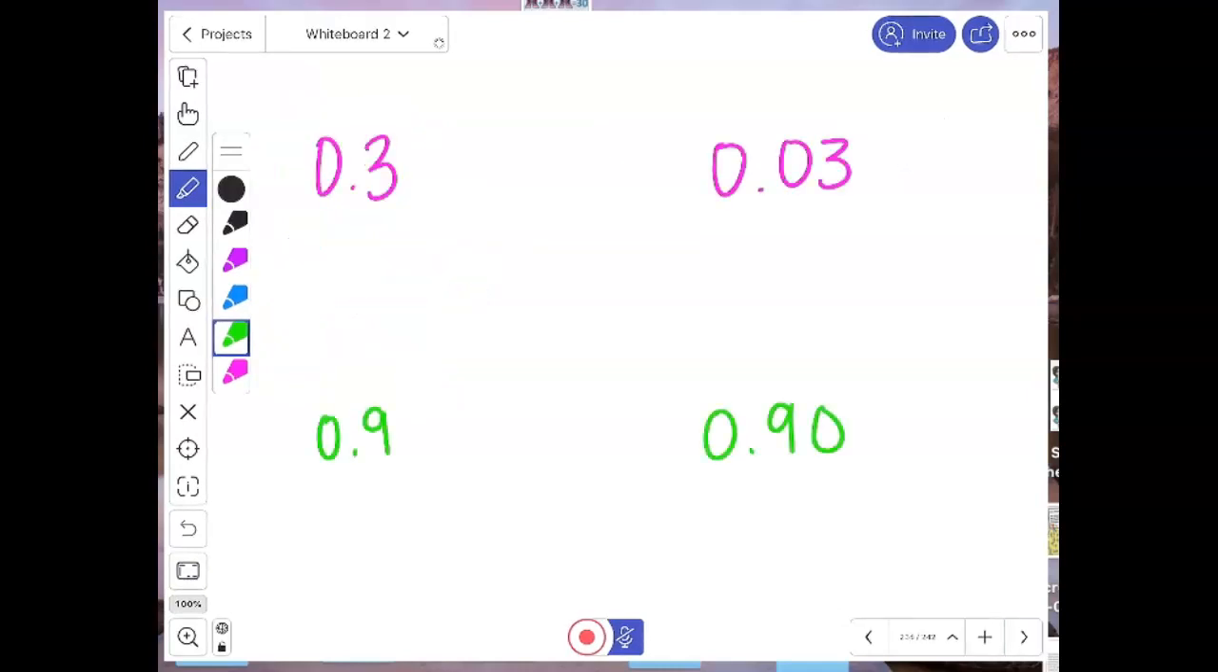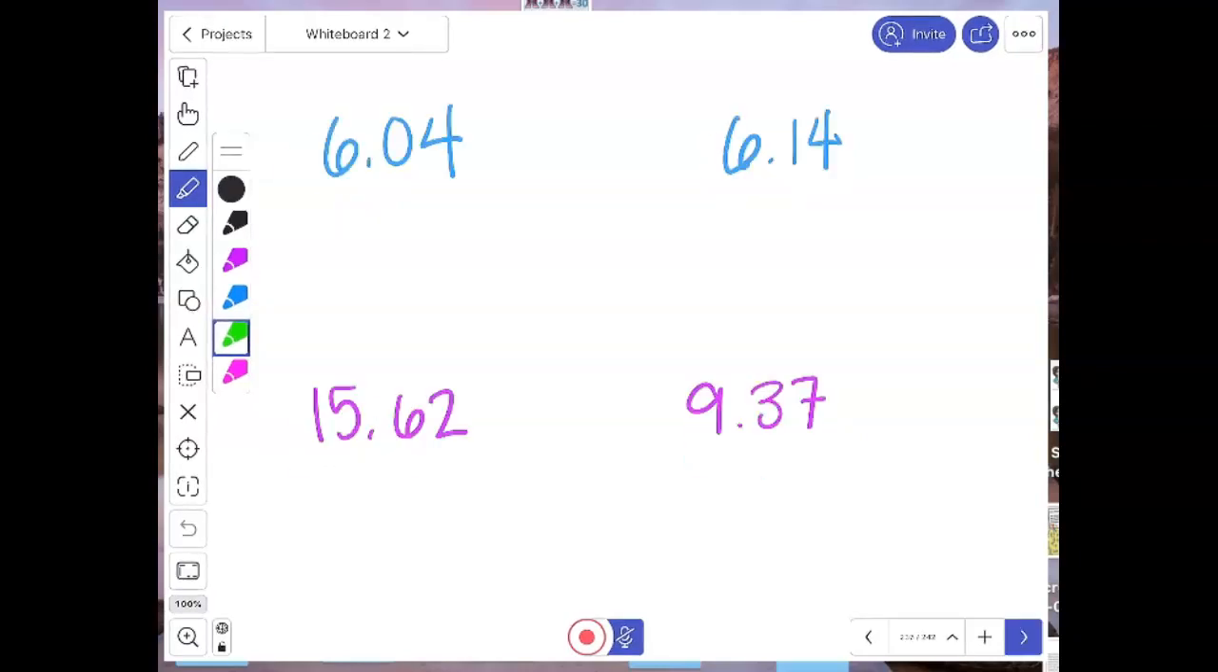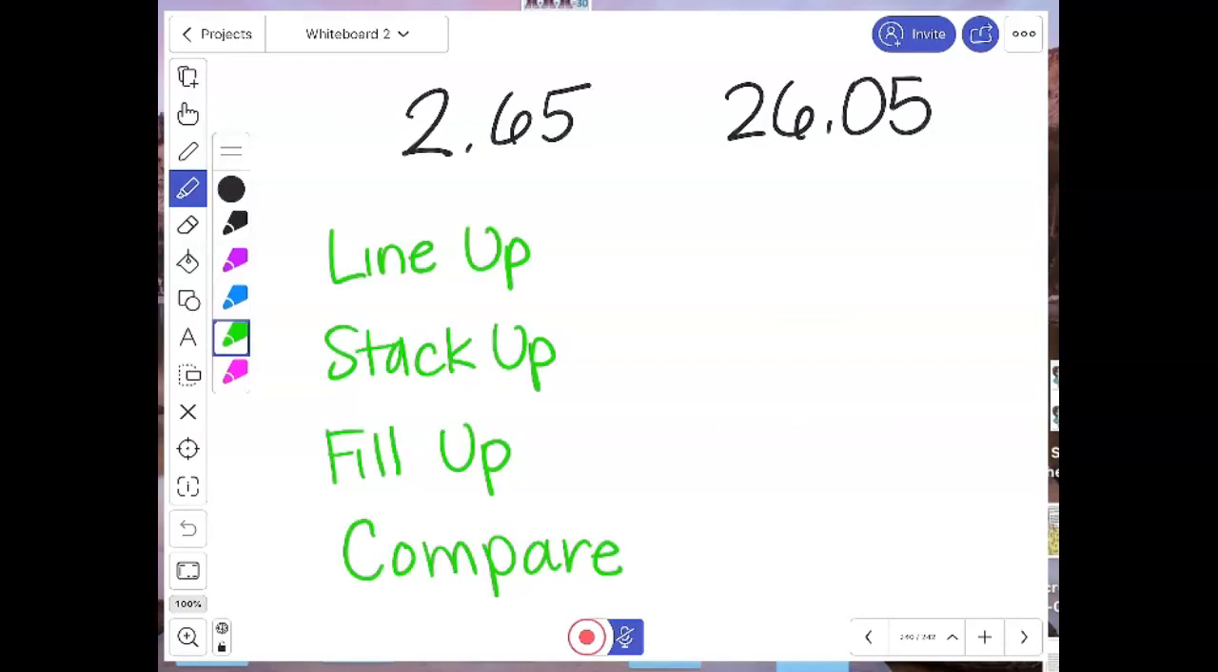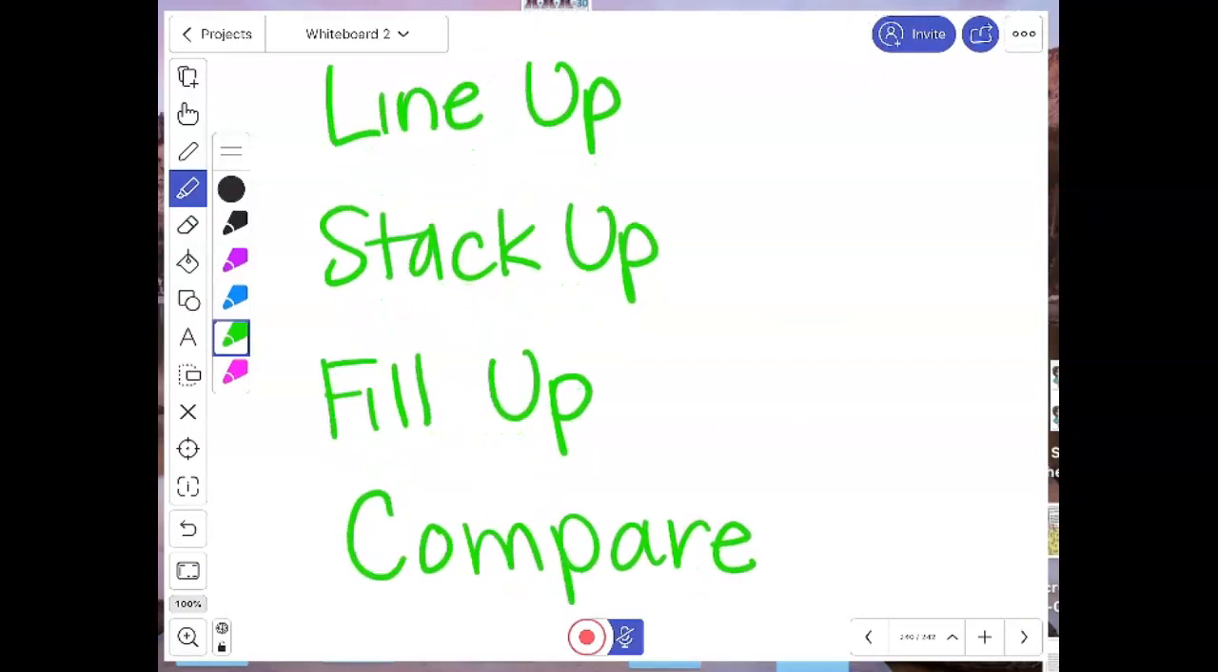Let's look at these. It can get confusing when you have a different number of digits on either side or on both sides of the decimal. So I'm going to teach you a strategy, and I'm actually going to go to the end of my slides, and I want you to jot this down. Line it up, stack it up, fill it up, compare. Write that down. Pause and write it now. Line it up, stack it up, fill it up, compare.